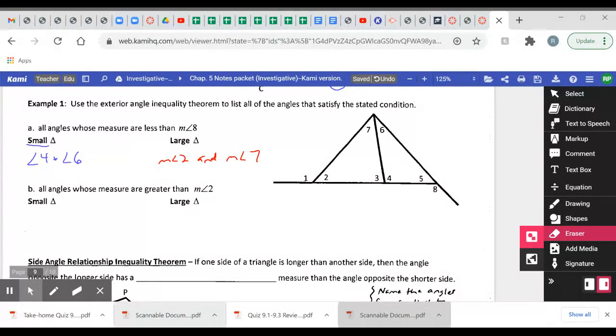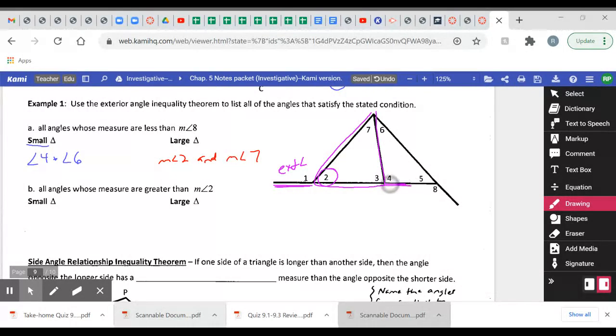And now part B is a separate question. So in this case, it says all angles whose measures are greater than the measure of angle 2. So we go and find the measure of angle 2 right here. And if we look at the small triangle that 2 is part of, and we want to find any angles that we know for sure are bigger than 2, well, we can see there's an exterior angle right here to consider.